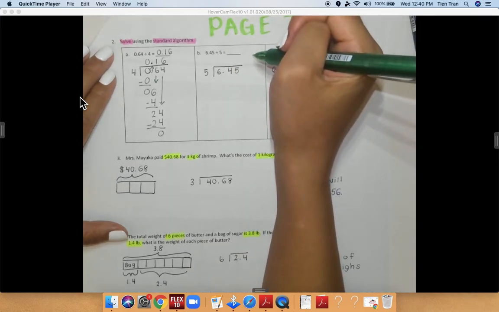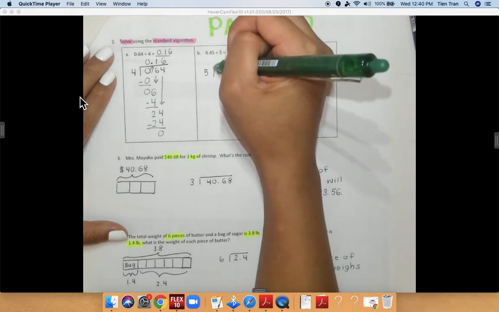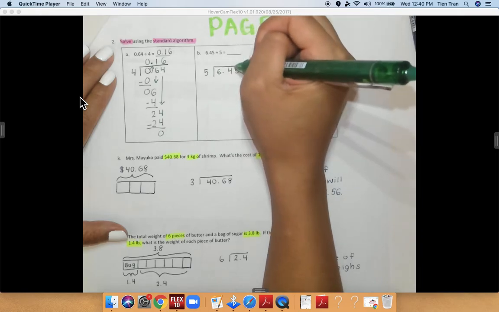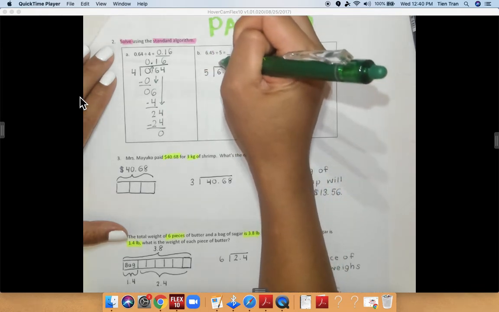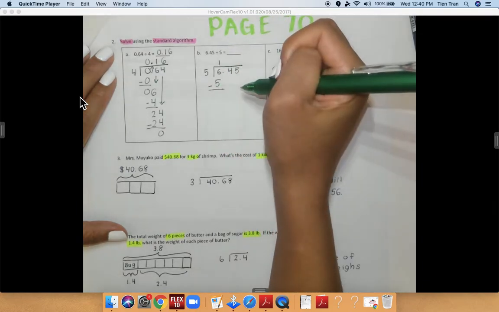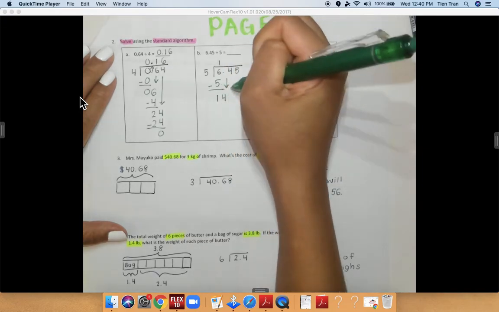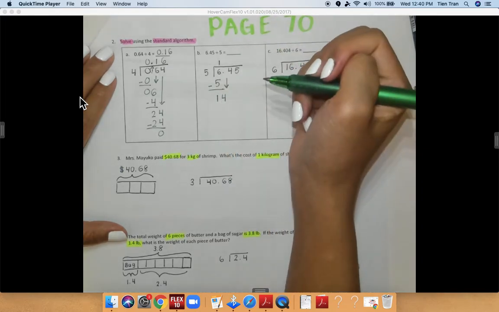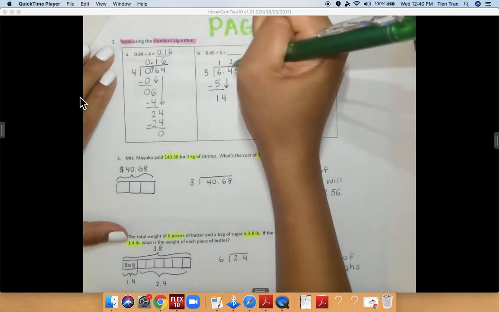For this problem right here, we are dividing 6 and 45 hundredths. So I plug that number into my dividend, and my divisor is 5. 5 can go into 1 time. 1 times 5 is equal to 5. 6 minus 5 is equal to 1. Bring down my 4. How many times can 5 go into 14? 5 can go into 14 2 times.